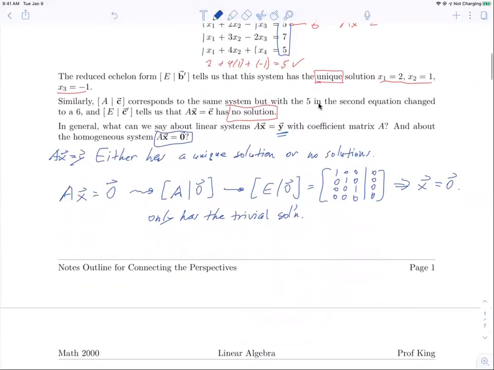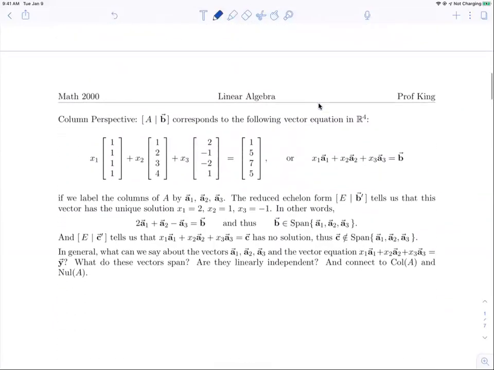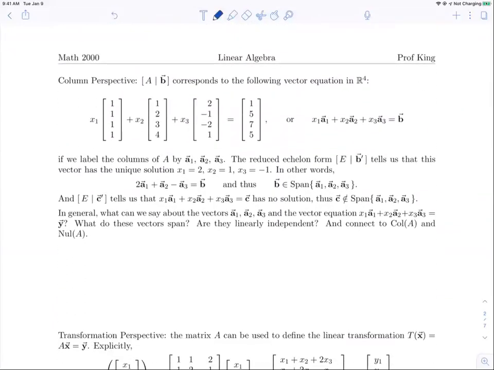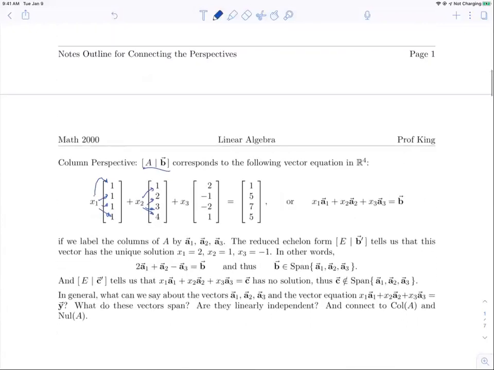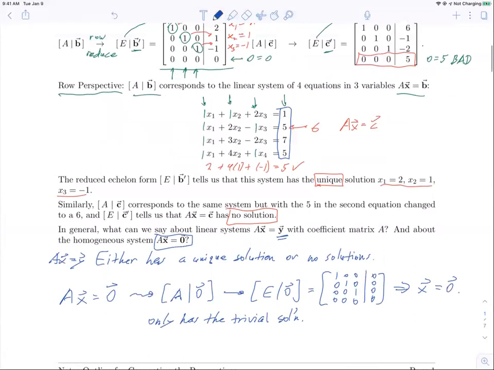Now, if I wanted to move to the column perspective, think about what we have here. If we want to think about the augmented system again, if you multiply through the x1 and the x2 and so on, and then combine these into one big vector, you would basically recover the linear system that we saw.